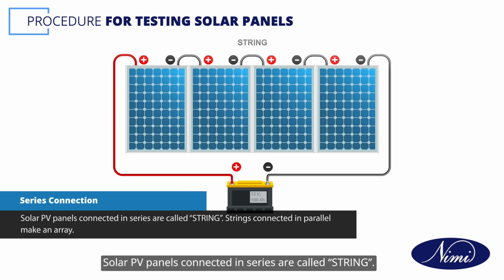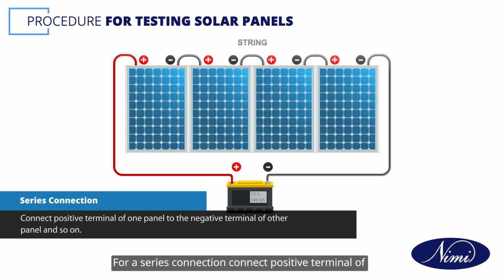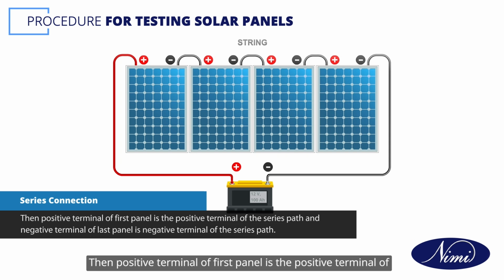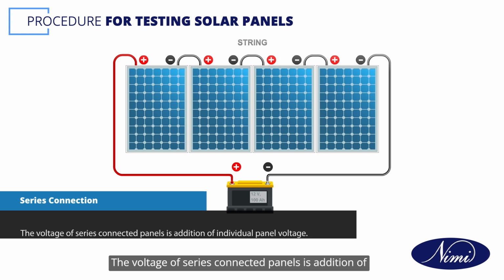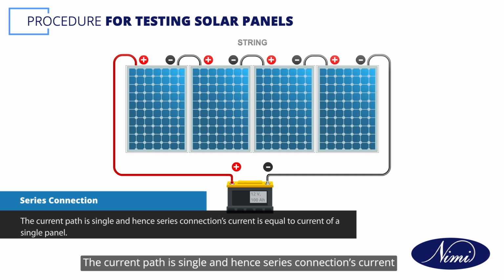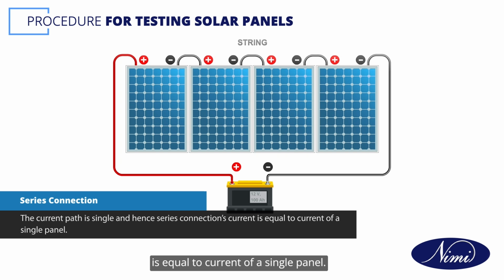Series connection. Solar PV panels connected in series are called string. Strings connected in parallel make an array. For a series connection, connect positive terminal of one panel to the negative terminal of other panel and so on. Then positive terminal of first panel is the positive terminal of the series path and negative terminal of last panel is negative terminal of the series path. The voltage of series connected panels is addition of individual panel voltage. The current path is single and hence series connection current is equal to current of a single panel.